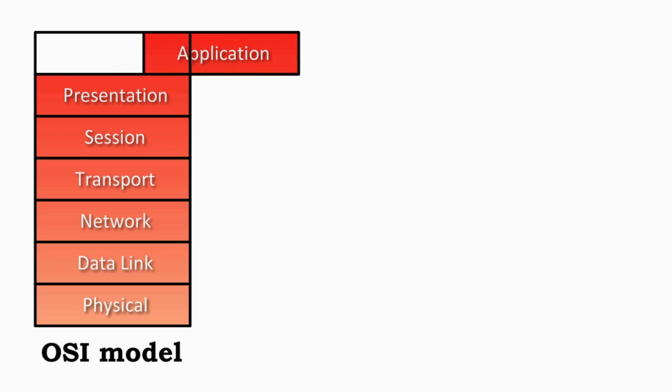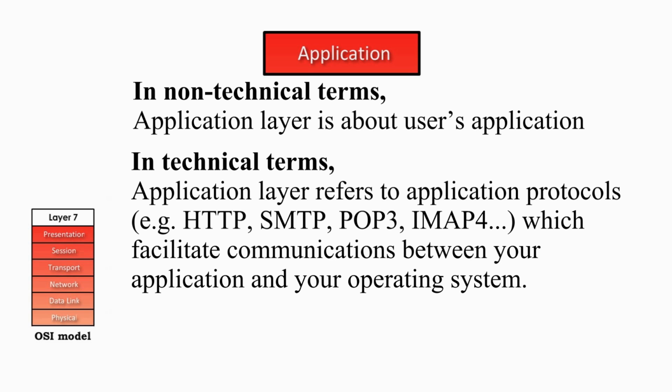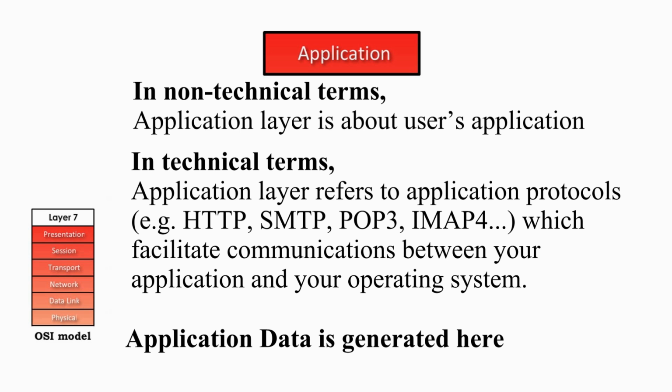Let me start with layer 7, application. In non-technical terms, the application layer is about users' applications, such as Firefox, Chrome, or Safari for websites, or Microsoft Outlook for email. Technically, this application layer refers to application protocols, such as HTTP for web pages, and SMTP, POP3, IMAP4 for email. Those protocols facilitate communications between your application and your operating system. Application data is generated here.